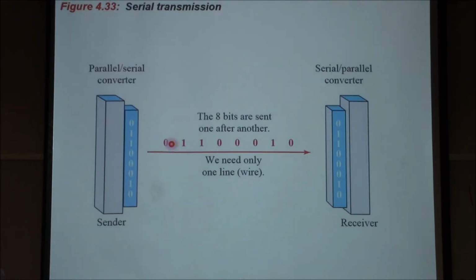So serial transmission, on the other hand, is what? Is sending the bits one at a time following each other. So that is serial transmission. We have only one data link and we send all the bits over it. We emit or send the bits one at a time. That's what we mean by serial transmission.